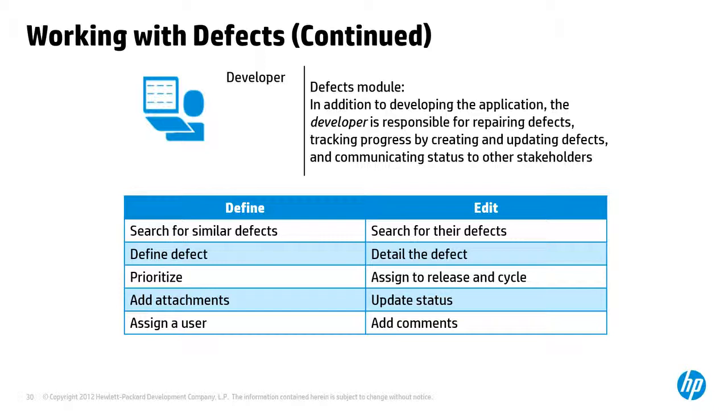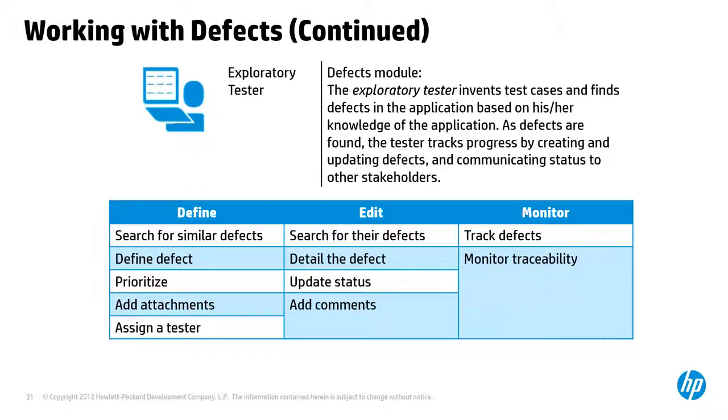This is similar to ALM 11 and prior versions as well. This particular workflow from a role-based perspective is still the same. Now from an exploratory tester perspective, they go through the application and do their own exploratory testing, and they may need to write up a defect every now and then. So they define it, they search for a similar defect, prioritize it, add attachments, and they may assign a tester, or there may be some assignment that goes on. And again, this is a general role-based flow of process. It may vary from organization to organization.